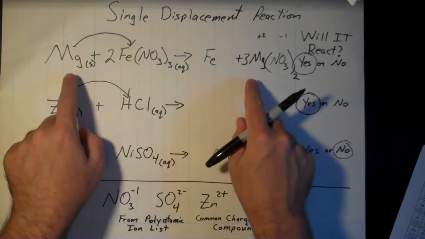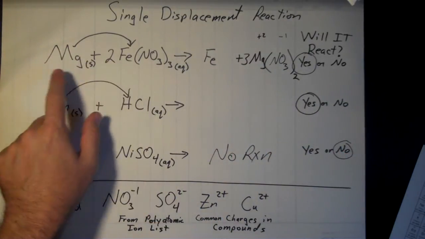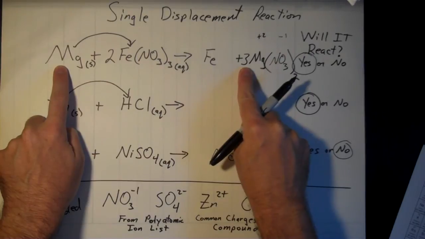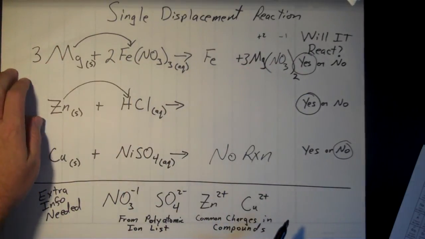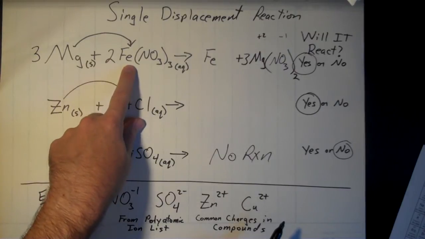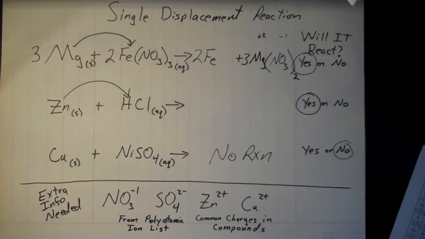Then to balance out the other atoms there, the iron and the magnesium were balanced before, but they're not now. I've got 1 magnesium here, but with the 3 out in front, that gives me 3 magnesiums. So I need to put a 3 out in front of the Mg there, and with a 2 in front of the Fe, I need to put a 2 in front of the Fe atom there. All right, so that first reaction's done.